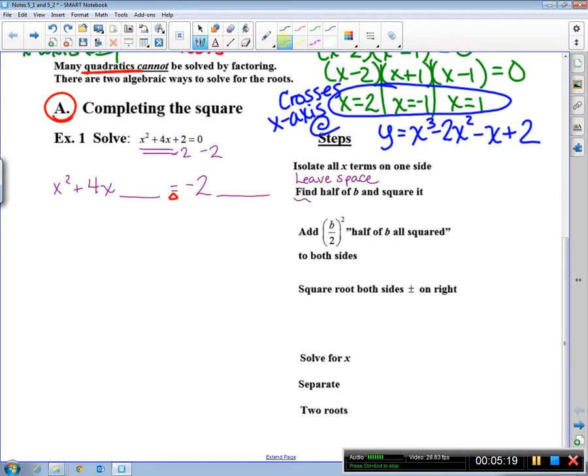So we find half of b and we square it. B is the coefficient of x. So we're going to take half of 4, which is 2. We're going to square it, which is 4. And we're going to add that to both sides. So plus 4 plus 4. So we've got our balanced equation.